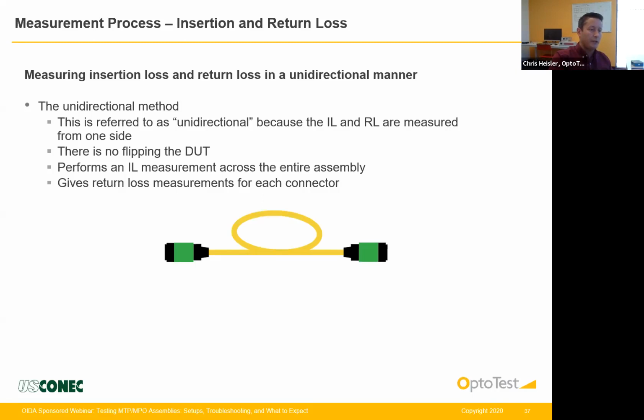So if we have our DUT here, we're going to measure insertion loss all the way through the entire DUT. This will give us an IL total. And then to measure return loss, we're going to send out a pulse. When it passes the first connector, we're going to get return loss of side A. And then as that pulse passes through, we're going to get return loss of side B.